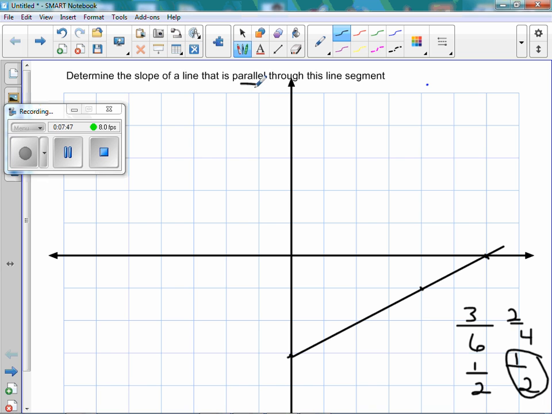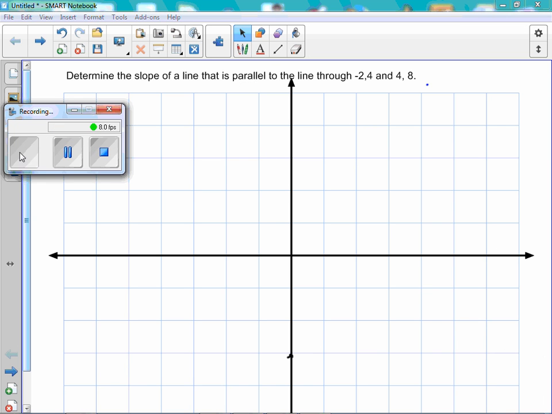So what is the slope of a parallel line? Parallel lines have the same slope. So the slope of the parallel line would be 1/2 because parallel lines have the same slope.